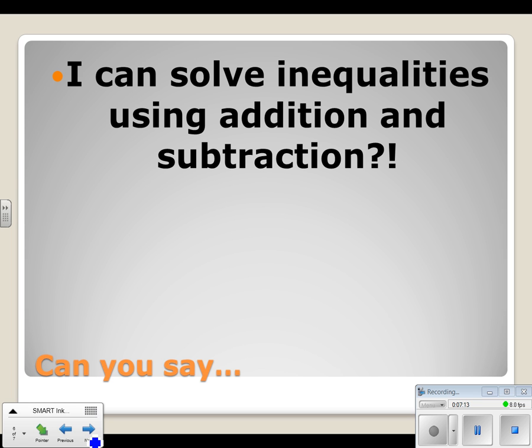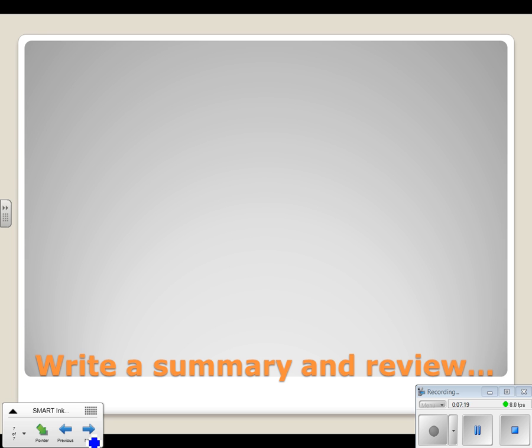Can you say, I can solve inequalities using addition and subtraction? Write a summary and reflection, and be prepared with any questions for the work time in class.